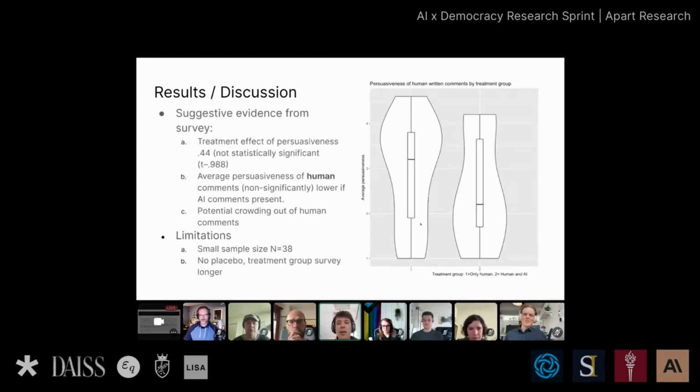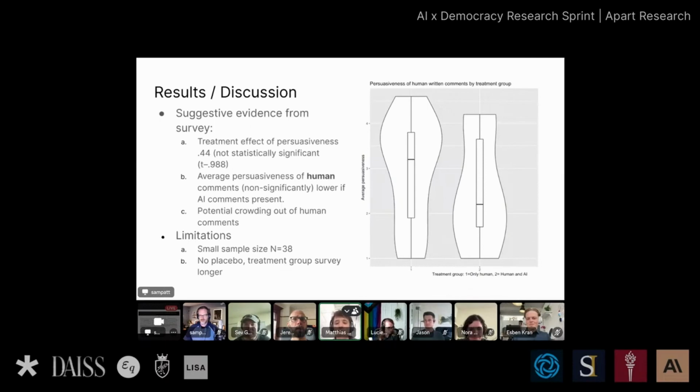So looking at the experimental results, what you see are box plots with the median, the thick line in the middle, between the treatment and control group. The control group only sees human comments, and the treatment group sees human and AI comments. And what you see is that the median is lower in the group that sees human and AI comments. And this is the data of persuasiveness for human written comments.